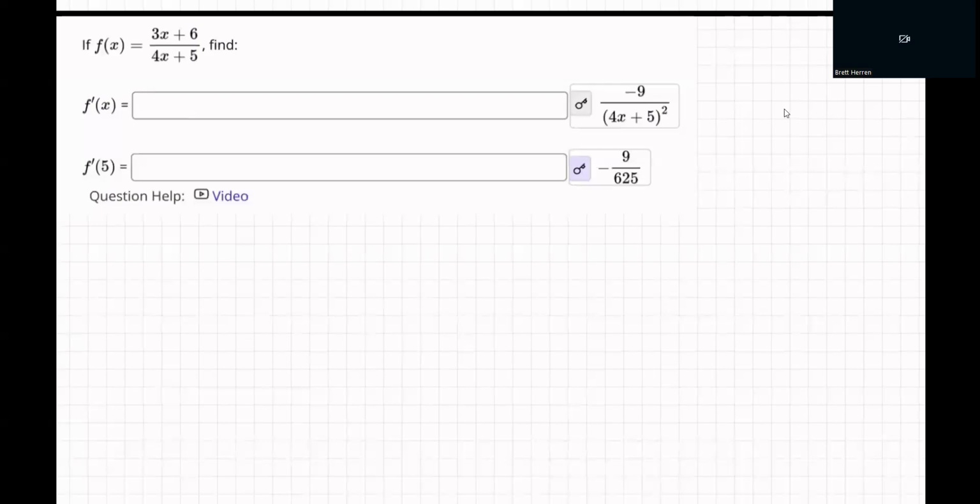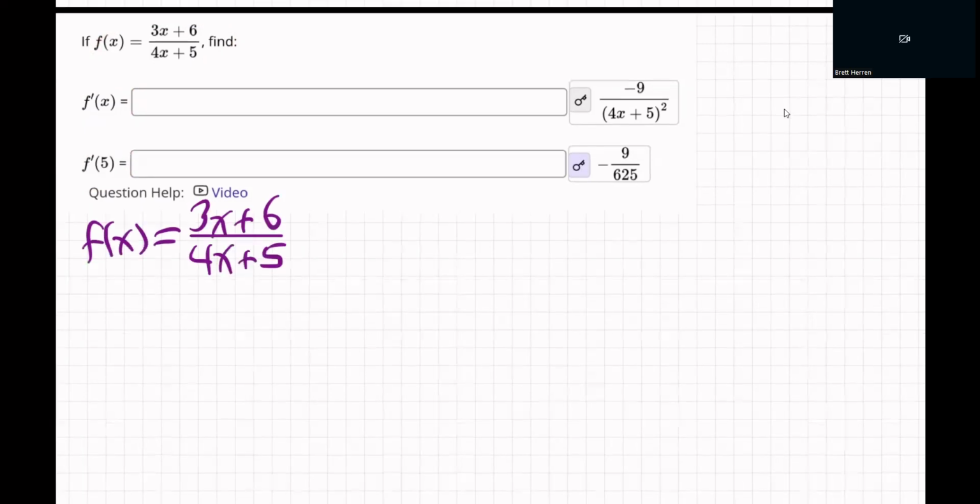This problem gives us a big fraction, and it wants us to take the derivative and then plug in 5. Okay, so let's bring it on down. So it's equal to (3x + 6) over (4x + 5). Okay.